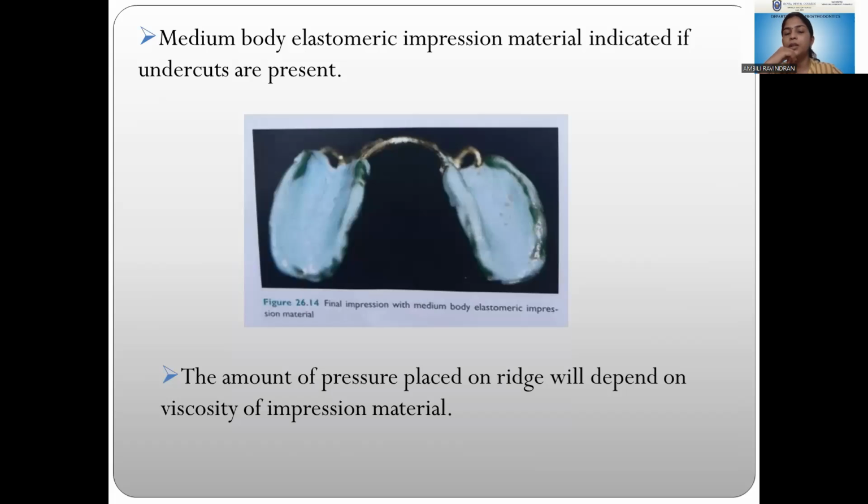If there is an undercut in certain areas, instead of zinc oxide eugenol, we can use a medium body impression material.